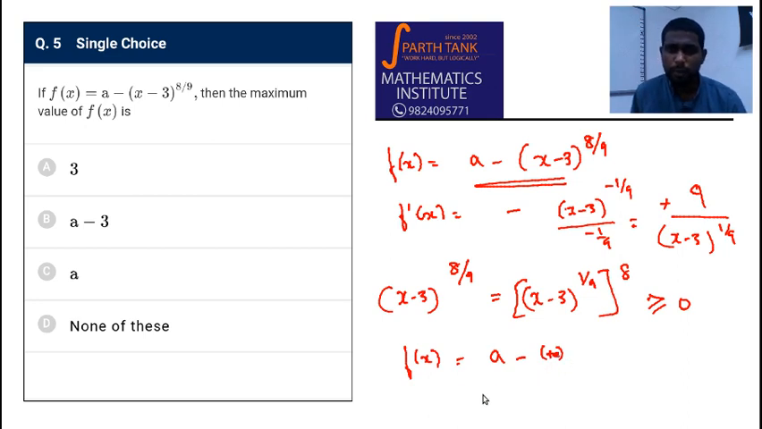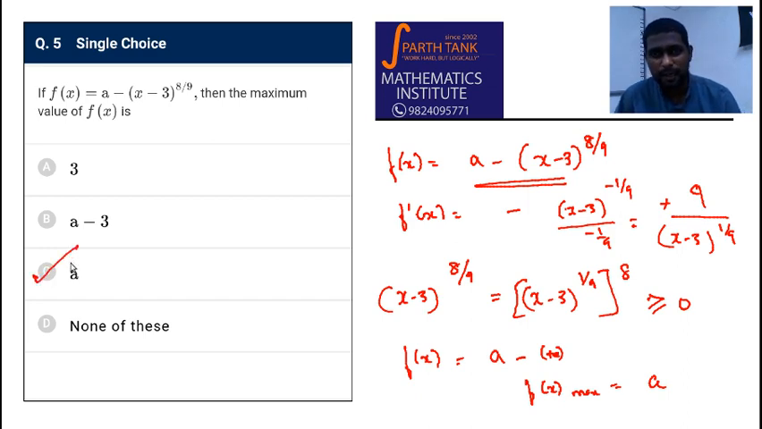So f(x) is always going to be less than or equal to a. Correct? So the maximum value is f(x) = a. Maximum is a. And that will occur when x = 3. You put x = 3 here, this becomes 0, so f(x) = a is the maximum. So the answer is a.